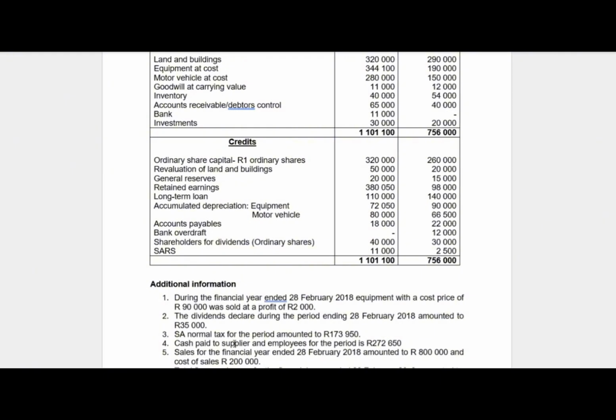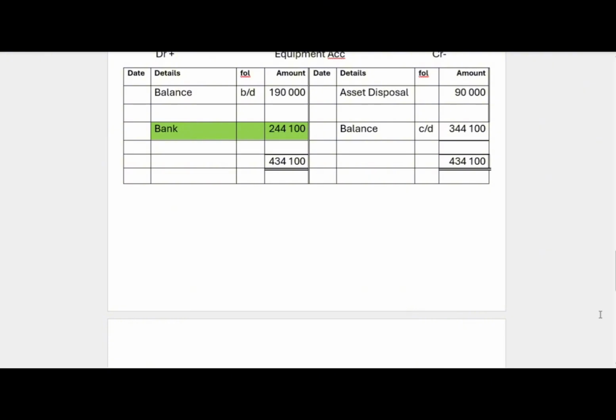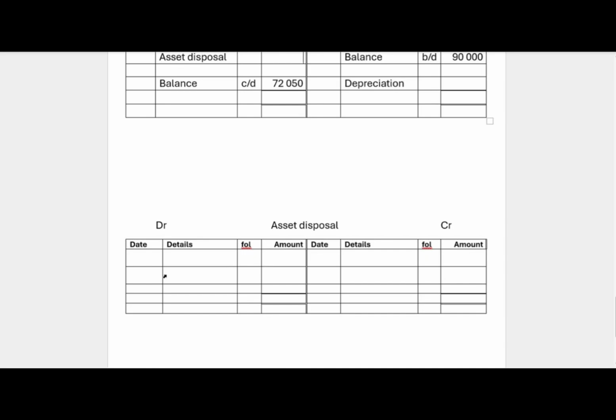Because remember, either they're going to give you percentages and the cost and the method, which we don't have, or they can give you cost price and carrying value. At least you can do a reversal of the calculation. We don't have that. They just gave us the cost price of 90,000 and they gave us the profit. So now this profit obviously qualifies to go to our asset disposal account. So let's go to the asset disposal account before we do anything else. We're going to record what we have.